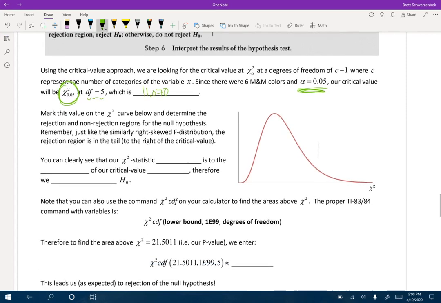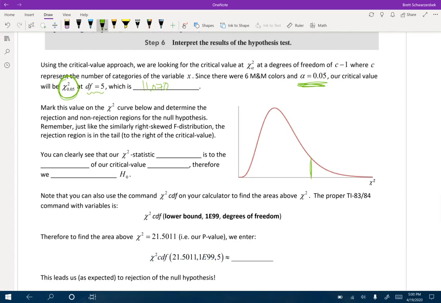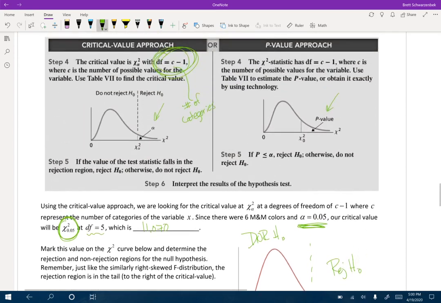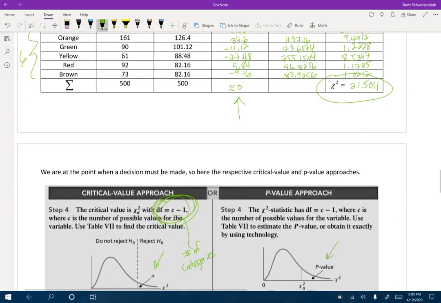Okay, so we put that on our graph here, 11.070, which is our chi-square value. Anything in the tail is reject H0, anything in the remainder is do not reject H0, just like we've done in the F distribution before when we were dealing with just tail values. Okay, so I'll fill in the blank here. It says you can clearly see that our chi-square statistic, so let's find what we did, 21.5011.